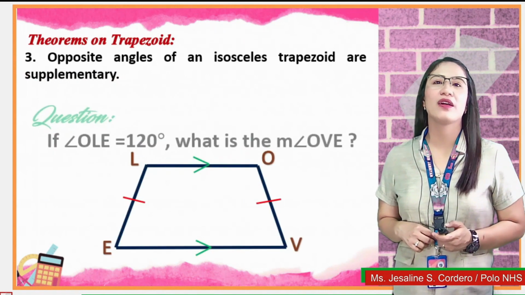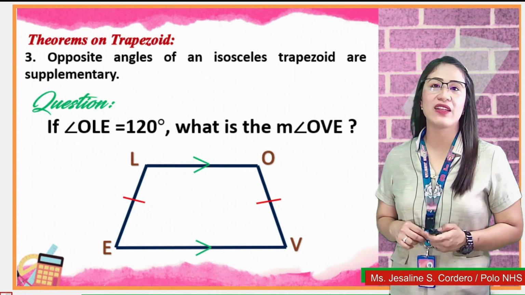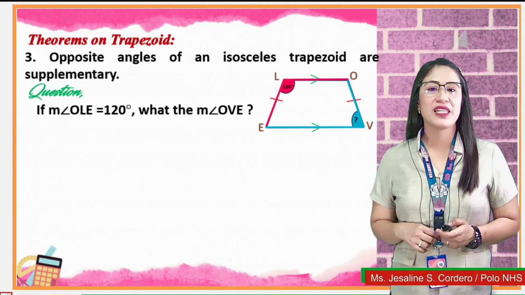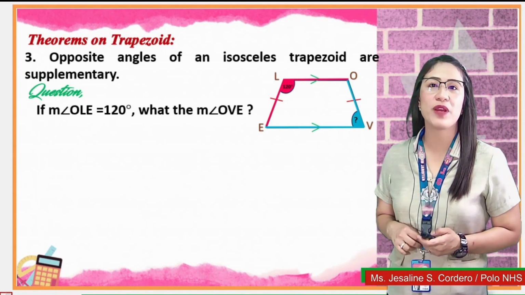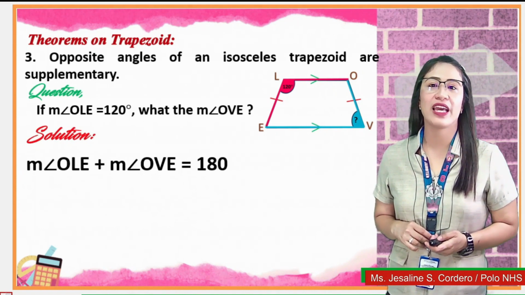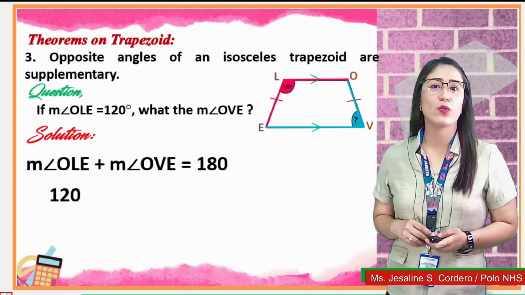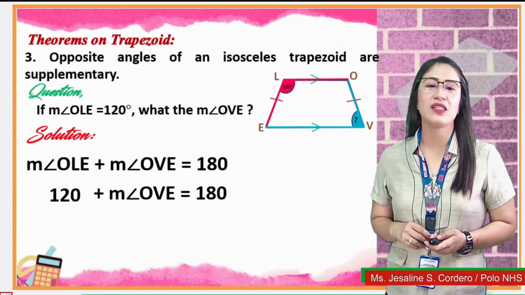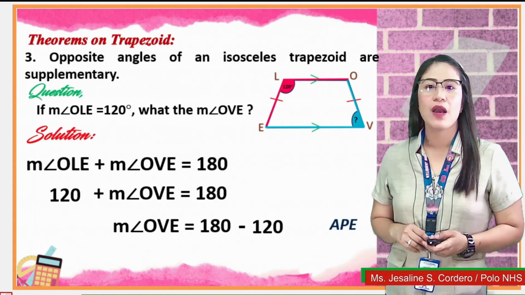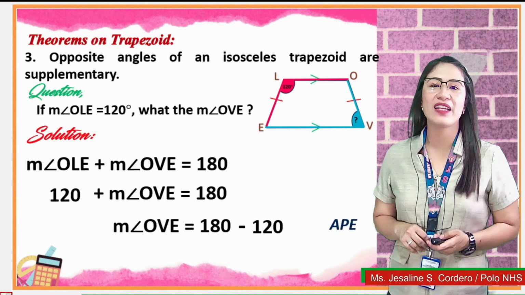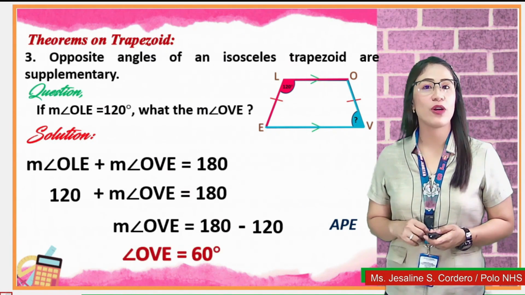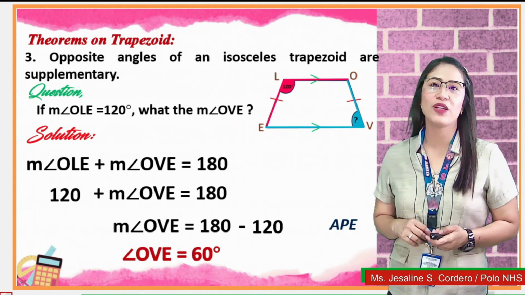Question based on theorem number 3. If angle OLE is 120 degrees, what is the measure of angle OVE? Since they are opposite angles, they are supplementary. Thus, the measurement of angle OLE plus the measurement of angle OVE is equal to 180. Angle OLE is 120, plus the measurement of angle OVE is equal to 180. Using the addition property of equality, we will have the measurement of angle OVE is equal to 180 minus 120. 180 minus 120 is 60 degrees. So therefore, the measurement of angle OVE is equal to 60 degrees.